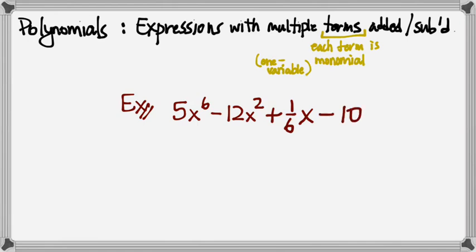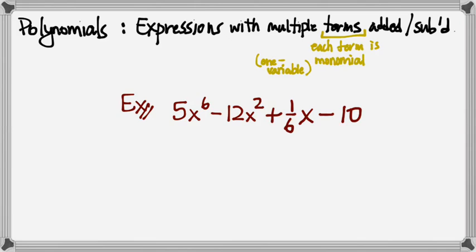Okay. So this is a polynomial expression. Each of the single terms could be called a monomial. And when I add or subtract them all together, I get something which collectively is called a polynomial. So my first question is, how many terms are there in this expression? This expression has 4 monomial terms in it.